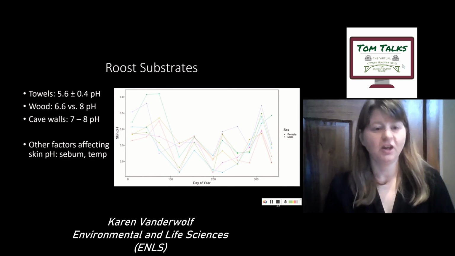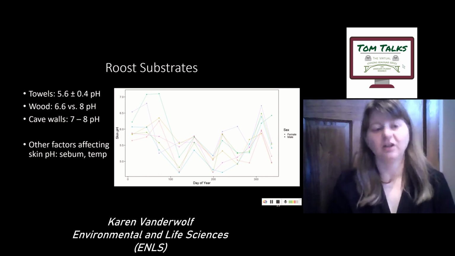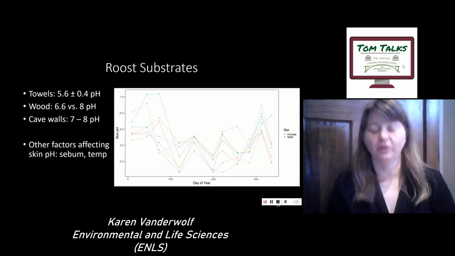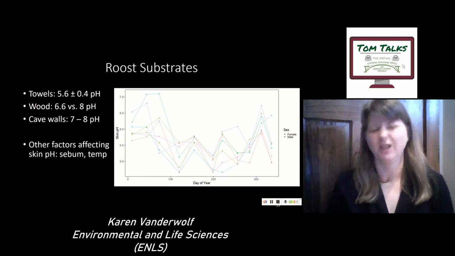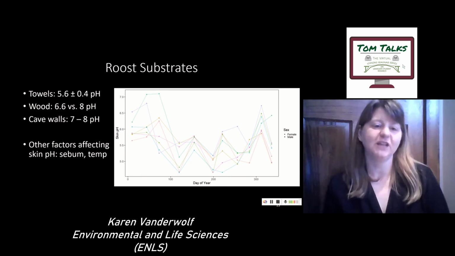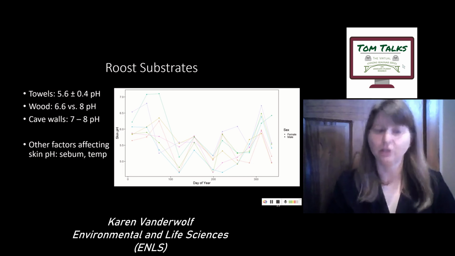I did not measure cave walls during hibernation, but in the literature, other people have measured the pH of cave walls, and it's quite alkaline generally, depending on the cave, about 7 to 8 pH, which might partially contribute to the fact that the bat skin is so alkaline during hibernation, during winter when they are in these caves.